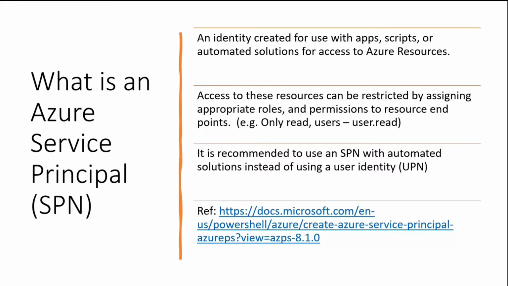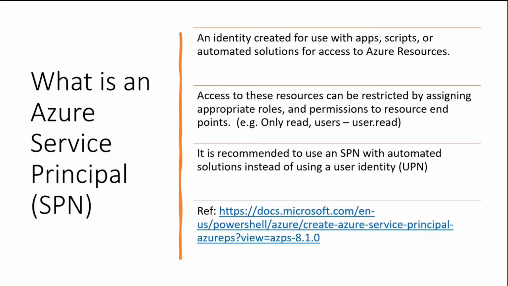You have a user principal name and a password. It's a similar type of object, but if it's used by a script or any automated solution, you would have a service principal. These are very similar to your on-prem service accounts. It is created to be used by any of your Azure resources. Access to these resources can be governed by assigning appropriate roles and permissions, and you can scope this to your resource.